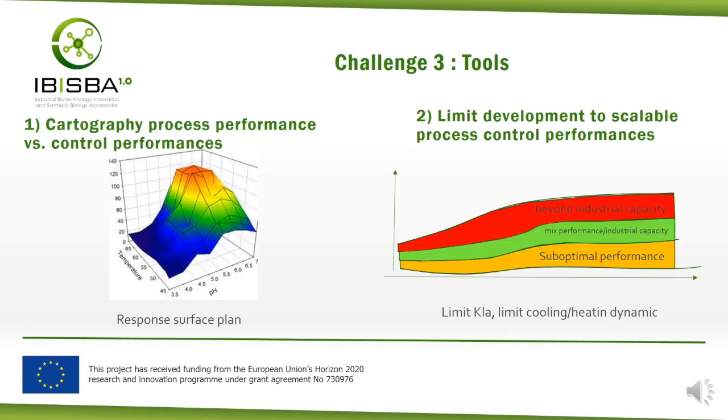In order to apply this strategy, it is possible to use different tools based on culture parallelization. It is possible to use response surface plans to map process performances versus control performances, or evaluate production performance under limited process control performances, for example, by limiting kLa at lab scale experiments.